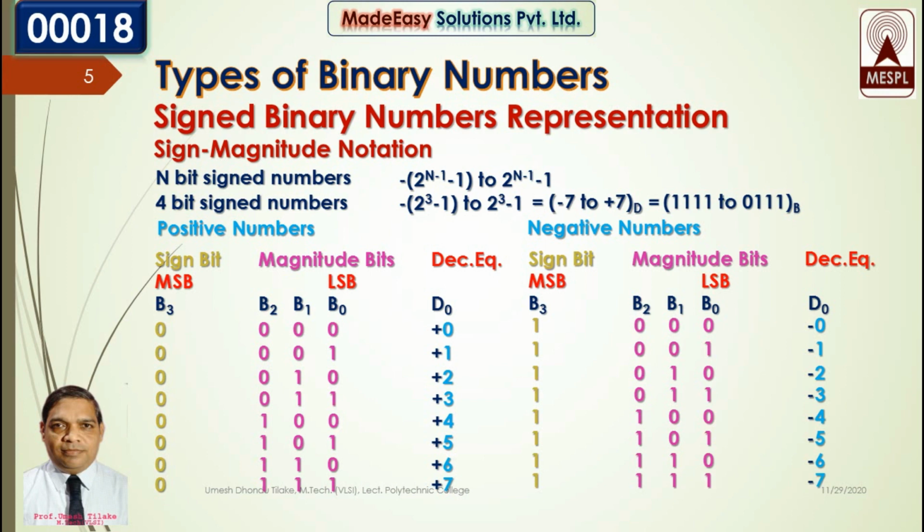Now if you see, we are getting plus 0 and minus 0, but we know according to mathematical conventions 0 is not positive and not negative. So this is the drawback of this sign magnitude notation.